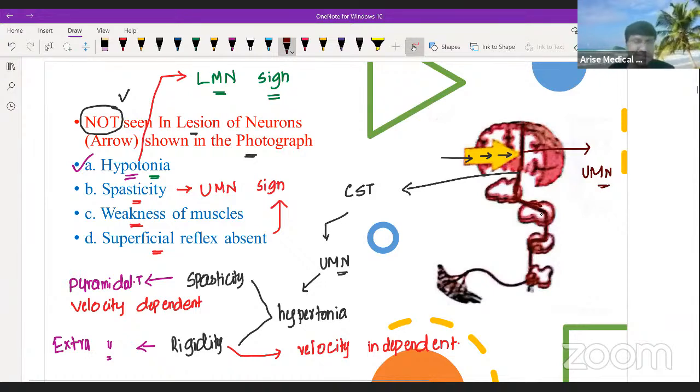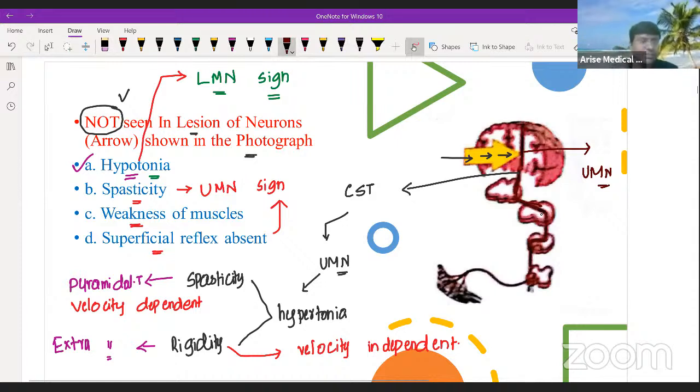And you have many other descending tracts apart from corticospinal tracts. What are the other descending tracts? Can anyone tell me the names of the other descending tracts apart from corticospinal tracts? So the names of the other descending tracts are the rubrospinal, tectospinal, vestibulospinal. These are also the other descending tracts or the motor tracts.